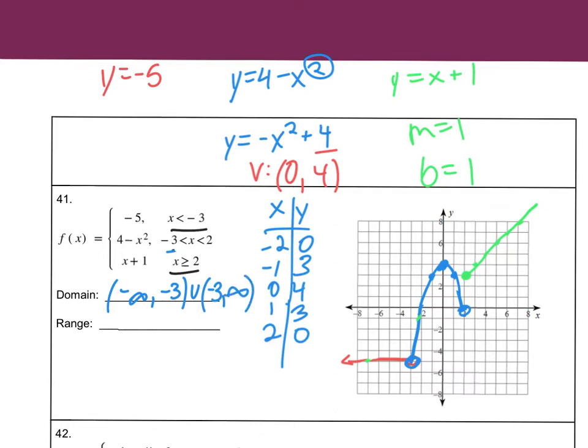Because I've got to tell that there's an open dot there. If one of those was closed, I would be fine. It would be -infinity to infinity, but they're both open. Okay, and then range, it looks like I'm obviously starting at -5. And looks like I'm defined everywhere else, because this is going up, up, up, and then everything from this point up is defined. So I'm going to go -5 to infinity.